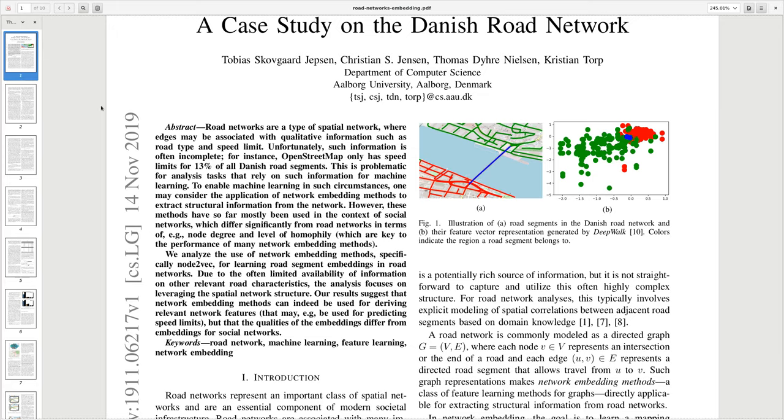We analyze the use of network embedding methods, specifically node2vec, for learning road segment embeddings in road networks. Due to the often limited availability of information on other relevant road characteristics, the analysis focuses on leveraging the spatial network structure. Our results suggest that network embedding methods can indeed be used for deriving relevant network features that may, for example, be used for predicting speed limits, but that the qualities of the embedding differ from the embedding for social networks.